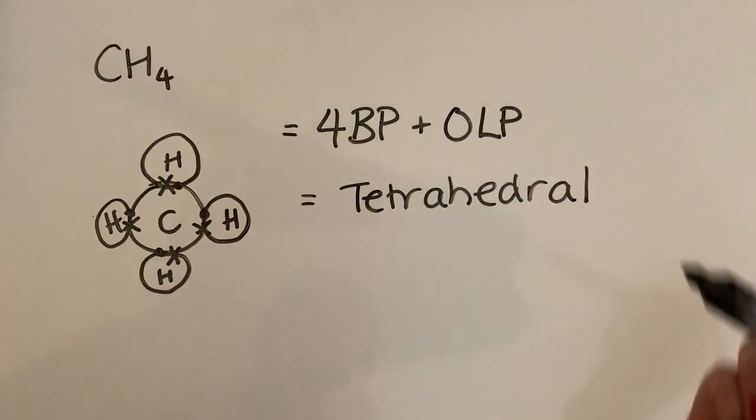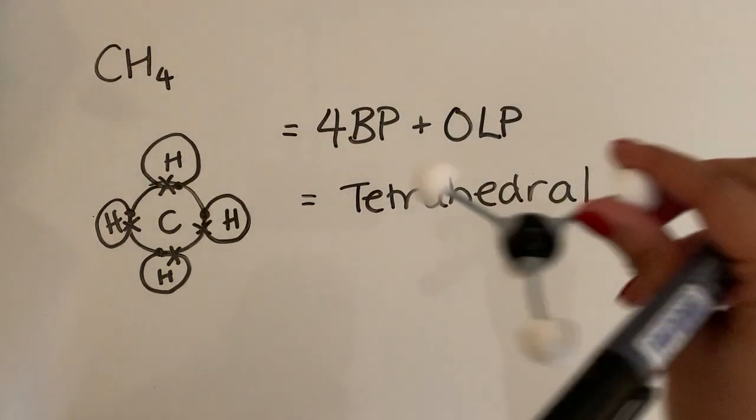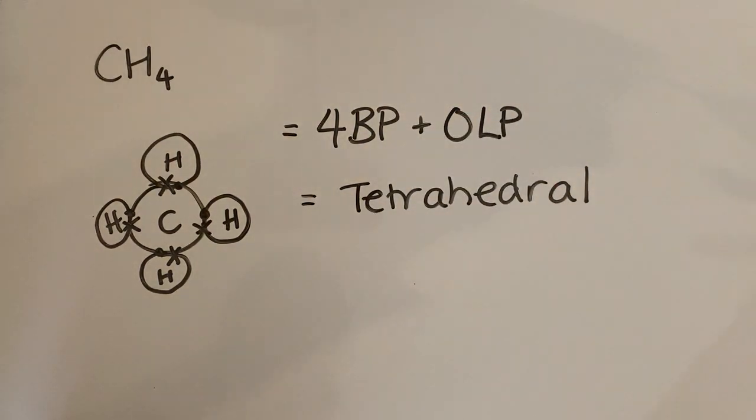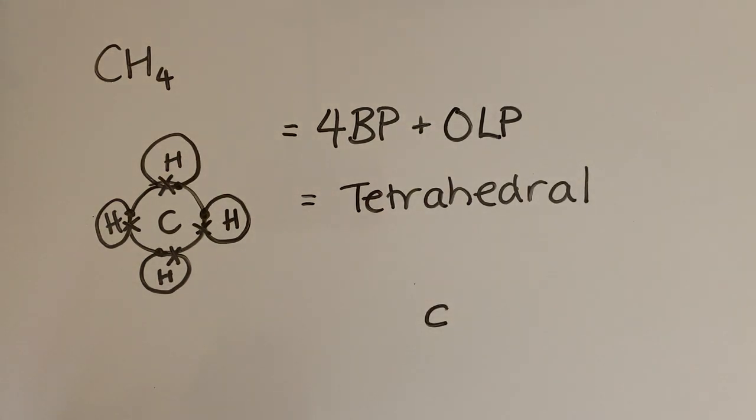Okay, so anytime you have 4 bond pairs and 0 lone pairs around the central atom, it will adopt a tetrahedral shape. We also need to be comfortable drawing these shapes in 3D. So essentially we are going to be drawing this in 3D. Our central atom is carbon. Remember, we show a covalent bond with a solid line.